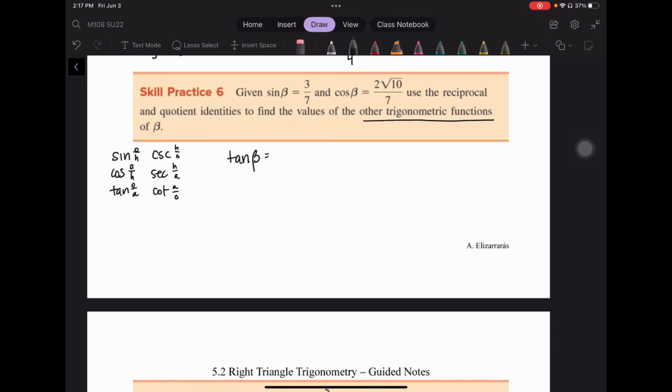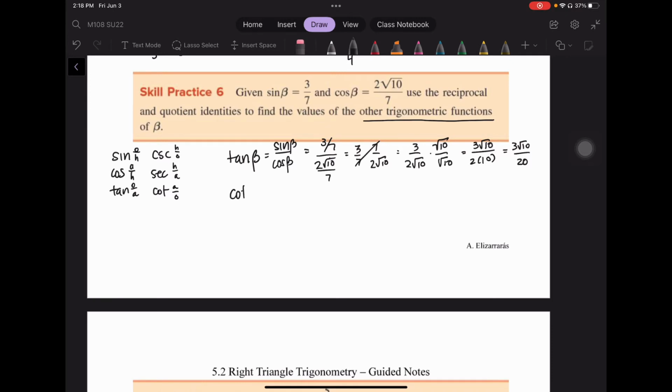Tangent of beta is equal to sine of beta over cosine of beta, which is a quotient identity. That's equal to 3/7 over 2 root 10 sevenths. Division of fractions says I can multiply by the reciprocal, so I'm going to take 3 over 7 times 7 over 2 root 10. That gives me 3 over 2 root 10, but I have to rationalize that denominator. I get 3 root 10 over 2 times 10, or 3 root 10 over 20.